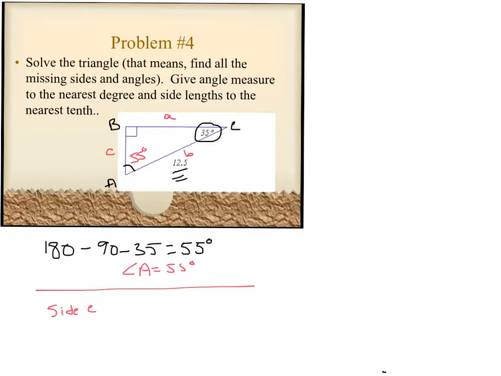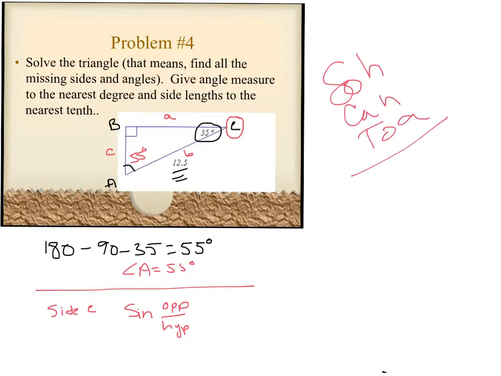And so to find side C, I'm just going to go ahead and see what I got. I can use any angle that I want. I wouldn't recommend using the 90, just use one of the others. To find side C, I'm going to use angle C. So if I'm using angle C from that perspective, side C is opposite, and I have the hypotenuse. So that means I'm going to use sine because sine is opposite over hypotenuse, or we remember SOHCAHTOA.